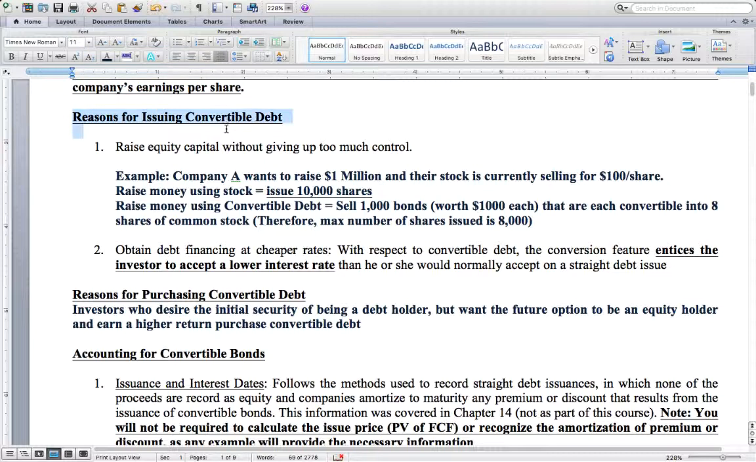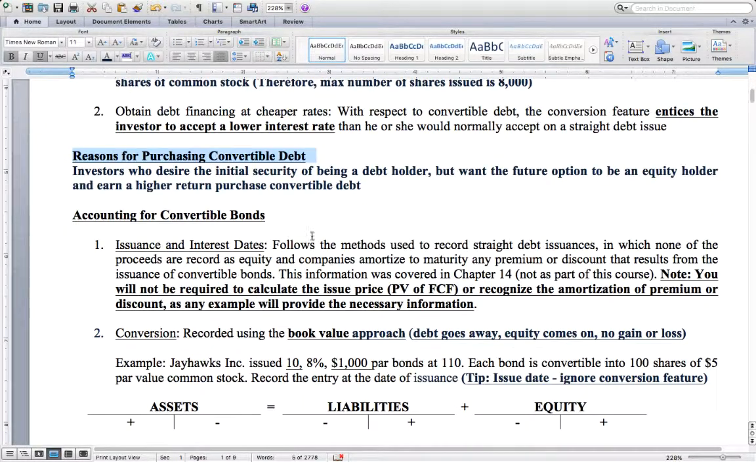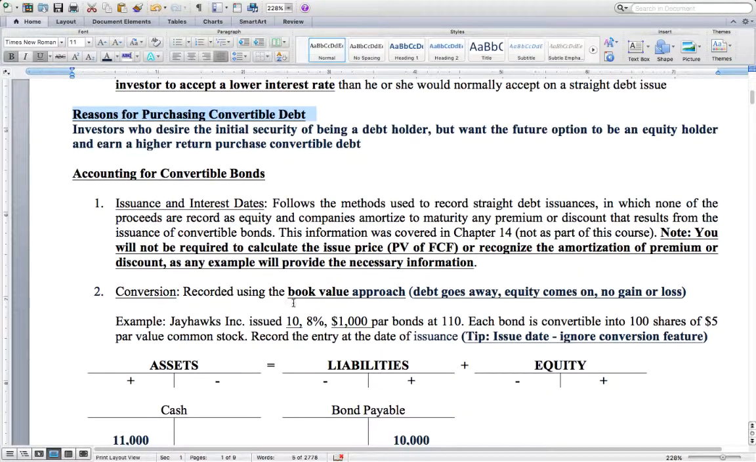Understand the reasons for issuing the convertible debt and the reasons for purchasing the convertible debt. Remember that for the accounting for convertible bonds, you use the book value approach, and therefore the debt comes off the books and the equity goes on, and there is no gain or loss at the conversion date.